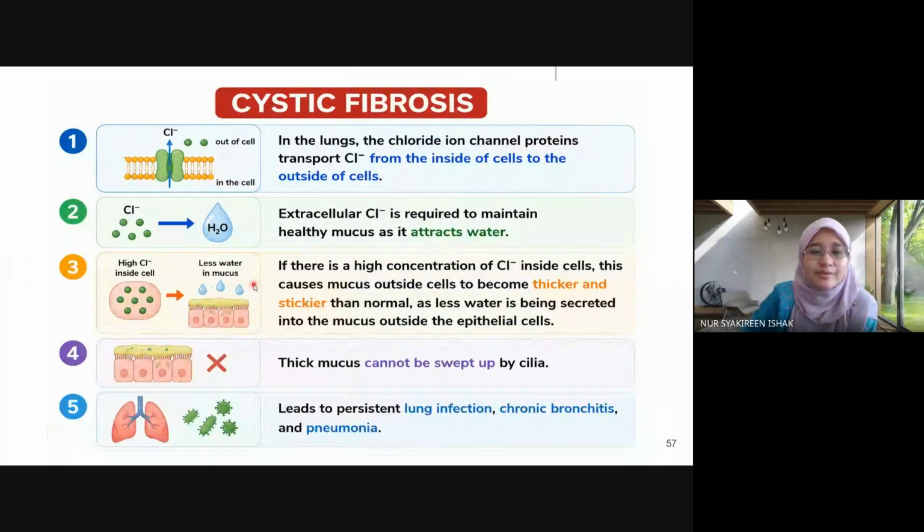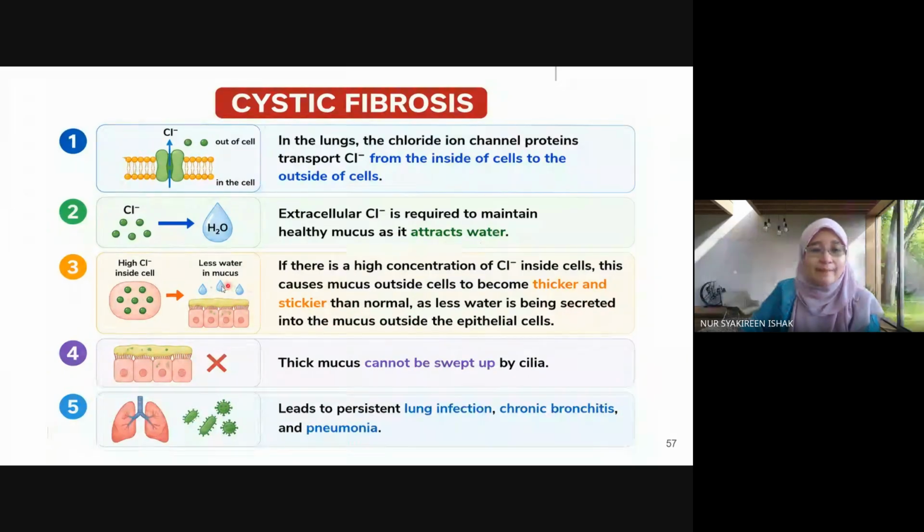If there's a mutation to this chloride ion channel, the chloride ion cannot be transported out and accumulates inside the cell. So there will be high chloride inside the cell and less chloride outside the cell. When there's less chloride ion outside the cell, less water is attracted to the area that produces the mucus. And so the mucus becomes thicker and stickier than normal.